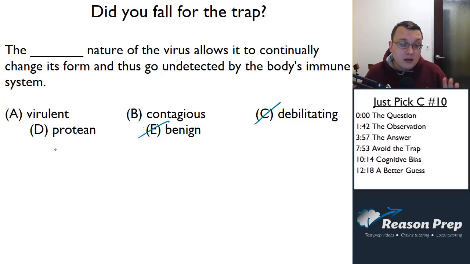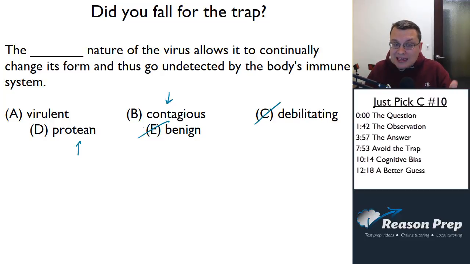So remember what we said. Let's say you were stuck between, let's say, protean and contagious. I'll come back to virulent in a second. But let's just look at contagious and protean. This is the situation that students find themselves in. This is exactly it. We all know what the word contagious means. Contagious typically describes viruses, bacteria, illnesses. So that seems to be familiar.